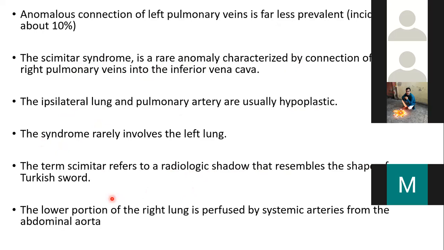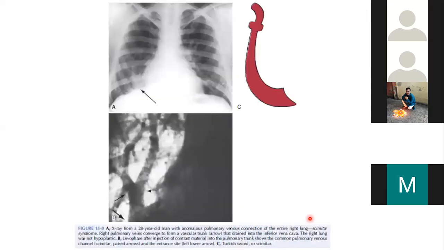If the right lung is hypoplastic, the lower portion of the right lung is usually perfused by systemic arteries, that is, the abdominal aorta. This is the scimitar syndrome. This is the Turkish sword. This is the pulmonary vein which connects to the IVC in this manner. So this is the pulmonary vein which is connecting into the IVC. This is the scimitar syndrome.